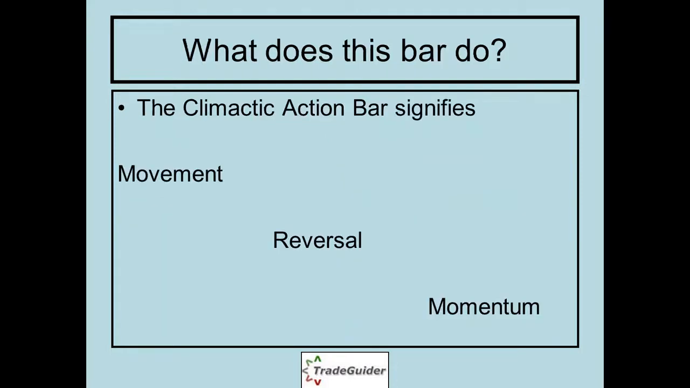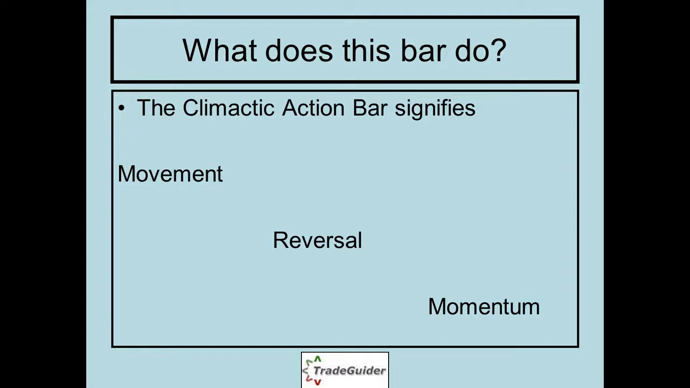All right, so what does this bar do? The climactic action bar signals, or signifies, I should say, movement, because the smart money has begun to force the price up or down. It signifies reversal, because it confirms a desire by the smart money to manipulate the current price action. It signifies momentum because when you see this bar, you know things are about to get interesting.